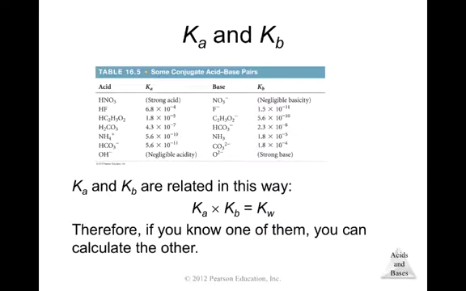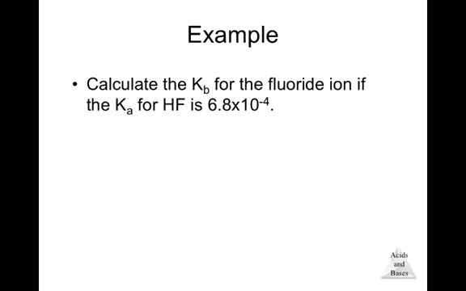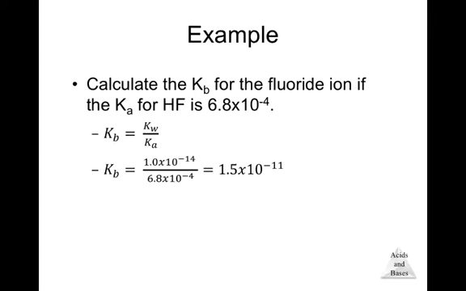Another cool thing is Ka and Kb are related in that their product is Kw. So if you know one of them, you can figure out the other. So calculate Kb for the fluoride ion if Ka for hydrofluoric acid is 6.8 times 10 to the minus 4. I'll go ahead and pause. You guys can work on that and then come back to the video when you're set. Okay, so hopefully that was relatively simple. Kb is just Kw over Ka, so therefore Kb is 1.5 times 10 to the minus 11.